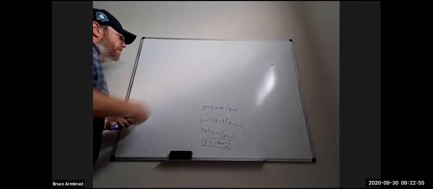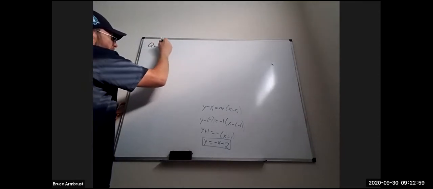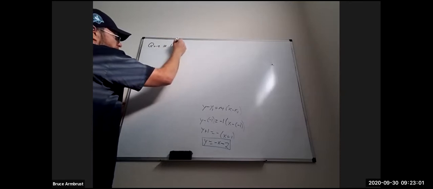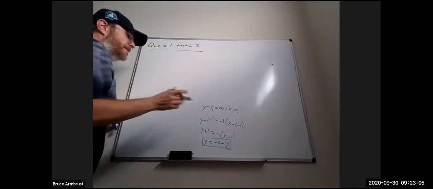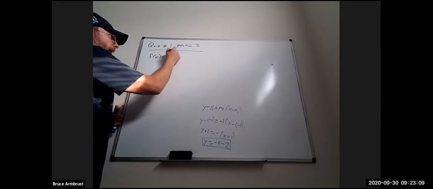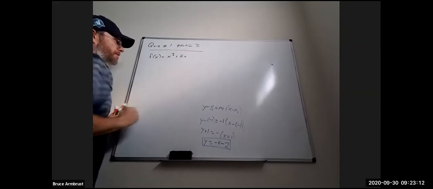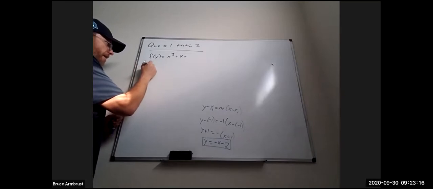All right, so this was quiz number 1, question number 2. Okay, but this is going to get us the exact value now. So we've got f of x equals x cubed plus 2x. So let's just dive in and actually calculate the limit.